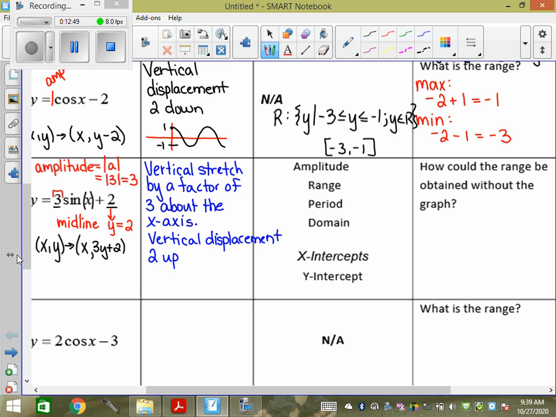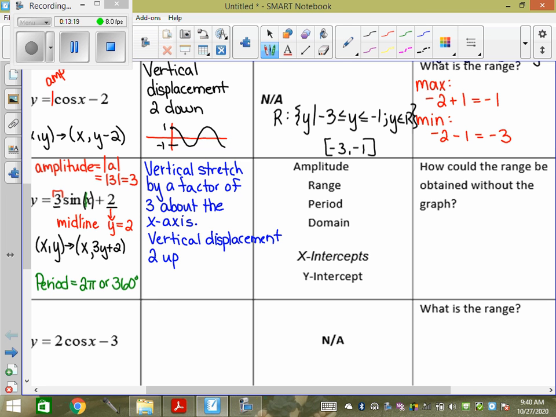Can we get the period off of this equation? Yeah. Has it been horizontally stretched at all? Nope. If there's no horizontal stretch, what's my period? 360 or 2 pi. So we know the period of this equals 2 pi or 360 degrees, right? Didn't change, because you have to horizontally stretch it narrower or wider to change your period. Make it repeat.